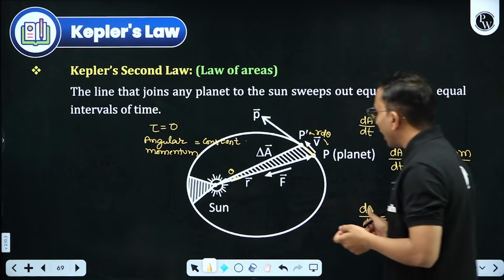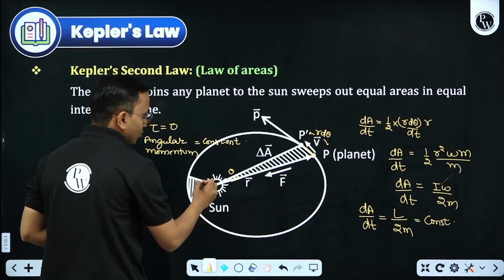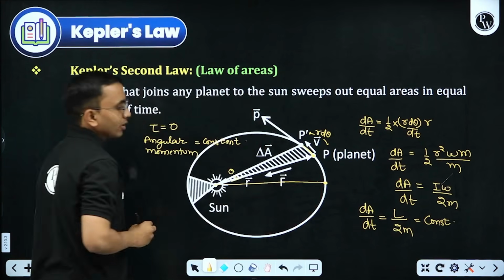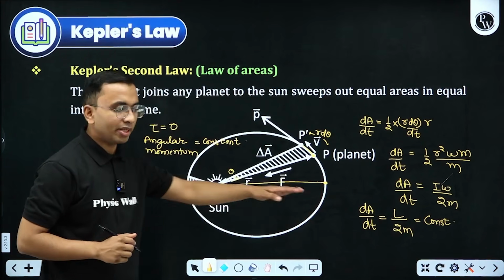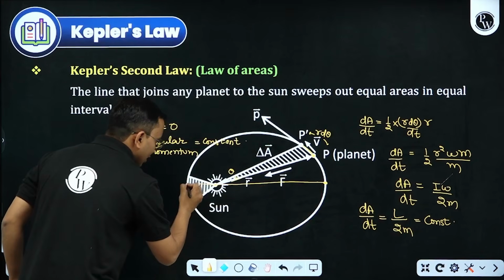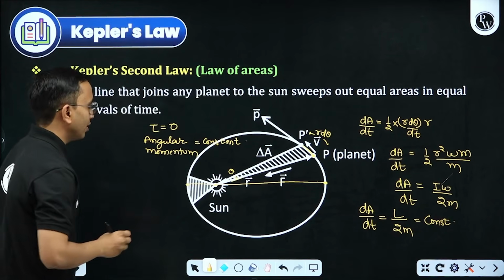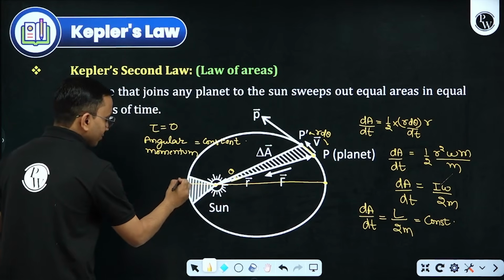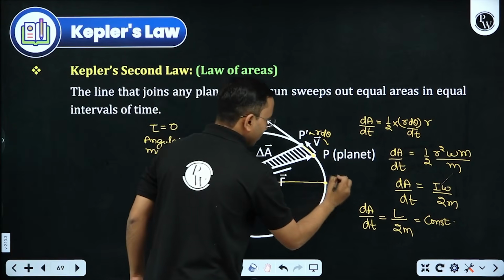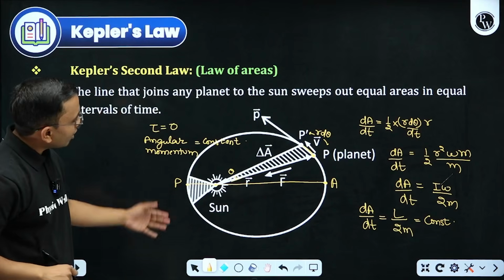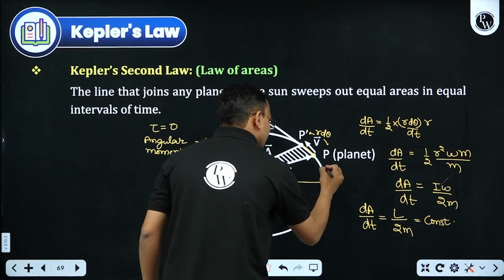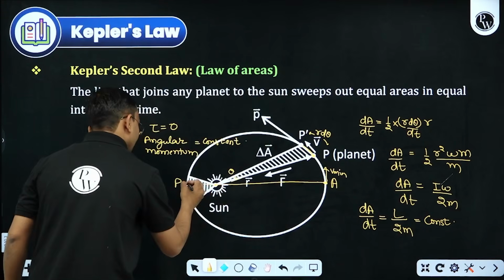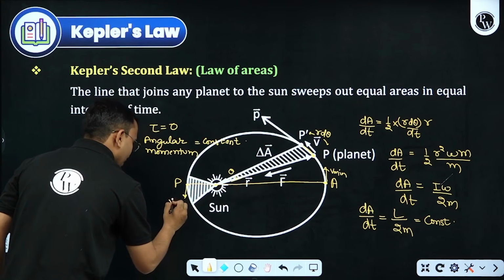As the planet moves, because the angular momentum is constant, when the planet is farthest the speed will be minimum. As the planet is coming near, the speed will be maximum. This is my perihelion, this is aphelion. So when the planet is farthest, this will be my minimum velocity, and when it is nearest, this is my maximum velocity.